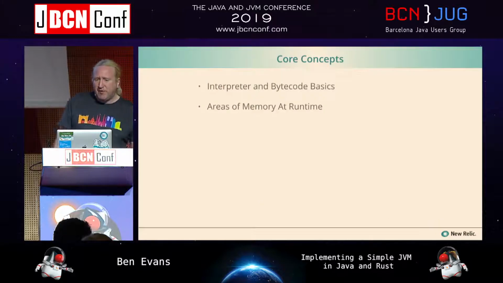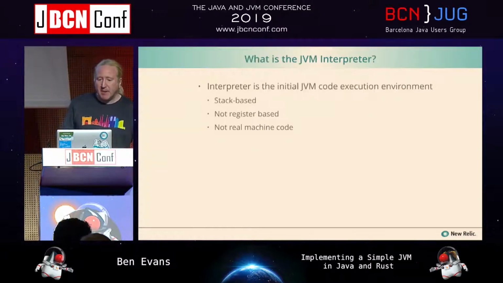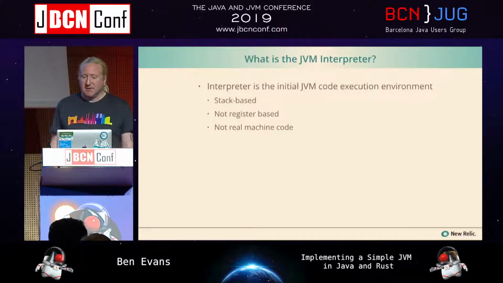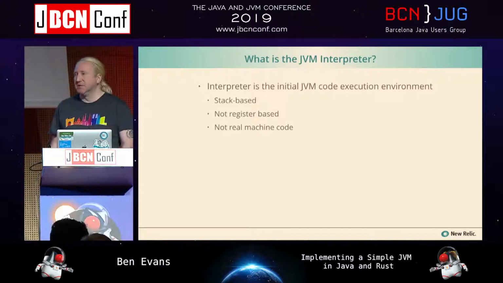So let's just do a few basic bits about how interpreters and bytecodes work, and then we'll also need to talk about the areas of memory, the parts of the runtime system of the JVM that we're going to need to implement. Okay, so remember, the interpreter is the code execution environment. It is stack-based. There are no registers in the JVM. The JVM bytecode does not have an accumulator or any other register.